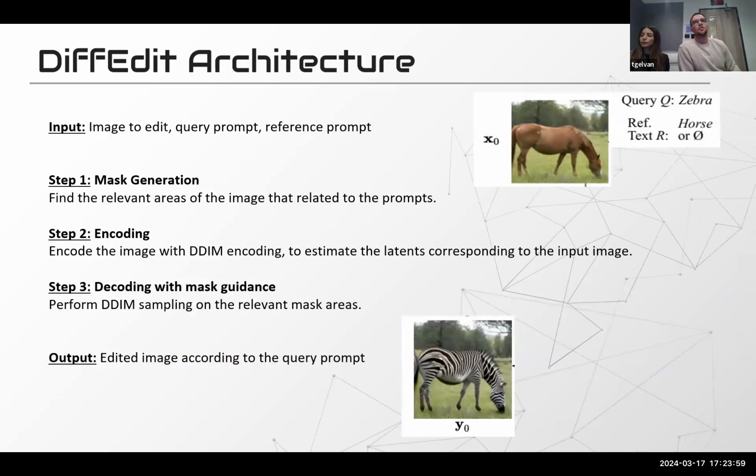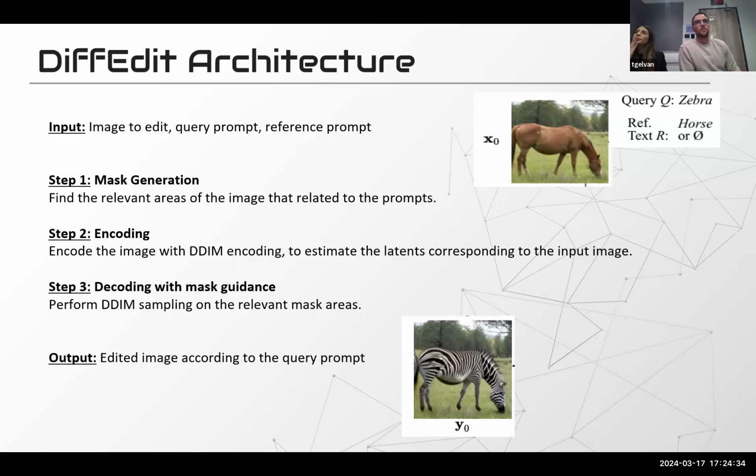So let's do a quick overview of the DiffEdit architecture. We will have an input. Here you can see the horse, and we will have two text inputs. One is the query, zebra in this example. We would like to replace the horse with a zebra, and we will have a reference text to explain what is inside the relevant place to be edited. And we can also pass a null token if we don't want to use a reference text.